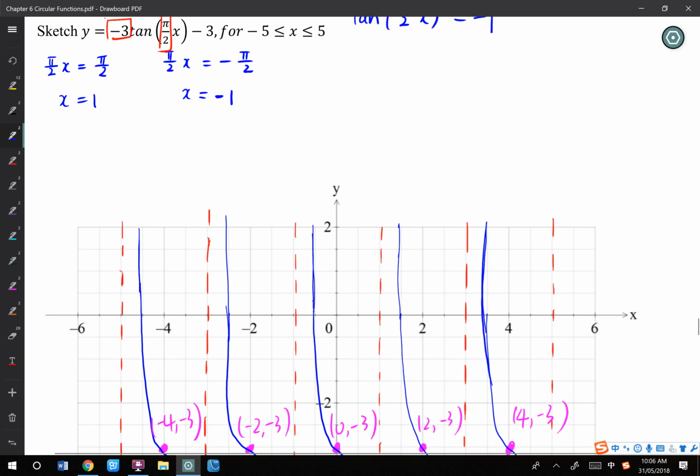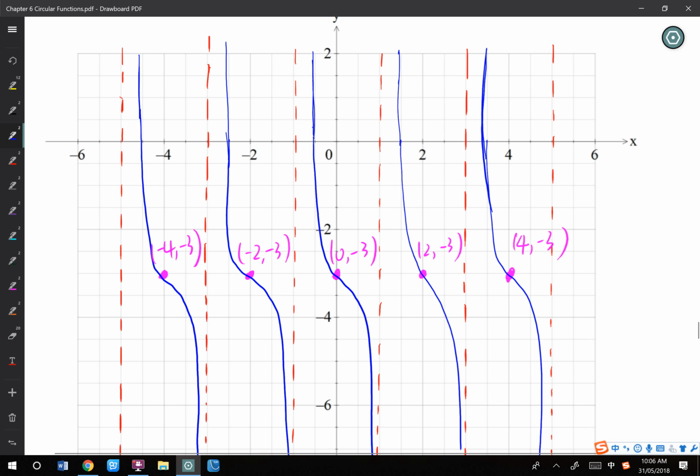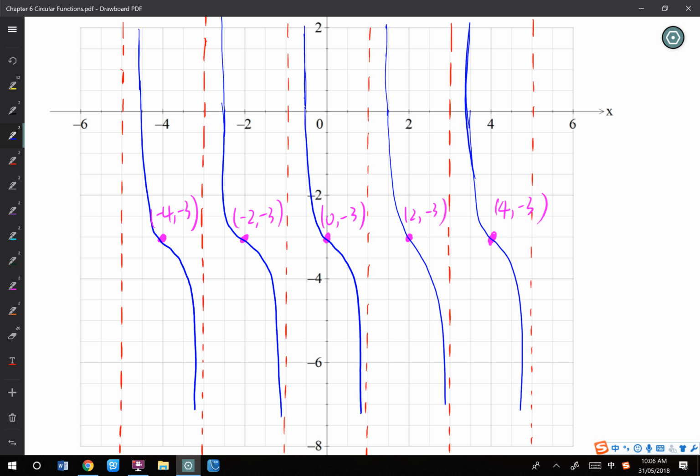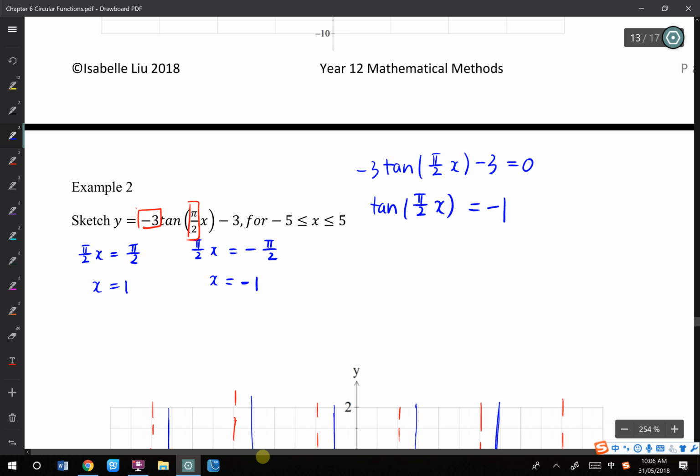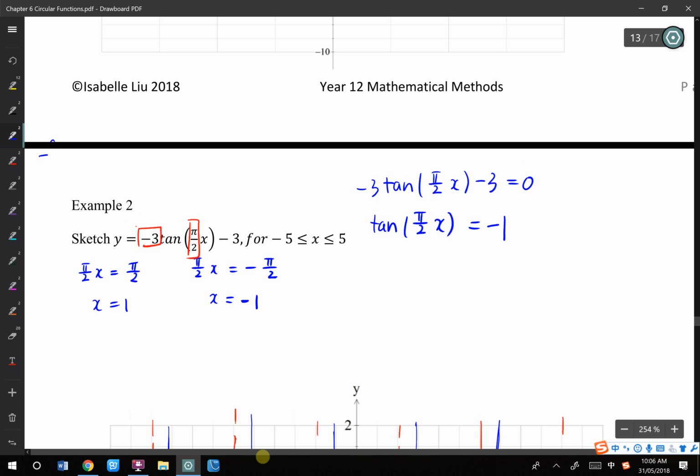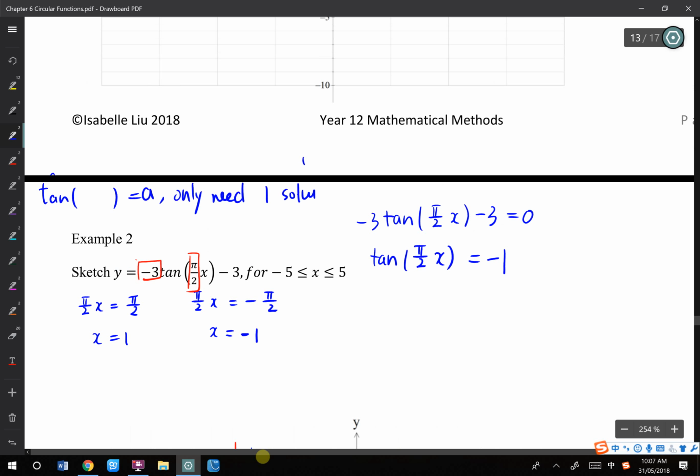Can you see? I draw a horizontal line. In every period, it can only touch once. There's only one solution in every period. So if I can find one, I can keep adding the period to get all the rest. So what you should know is, tangent x equals a. Tangent something equals a. Only need one basic solution.